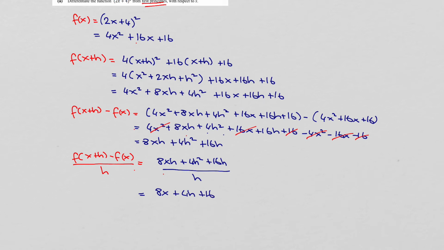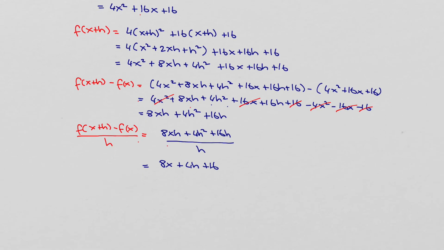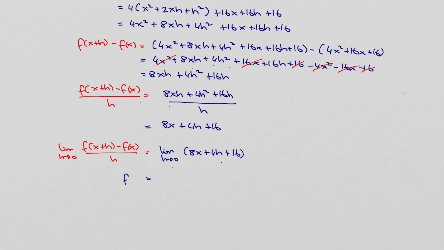The very last step is to find the limit as h tends to 0. In other words, those two points on the curve are getting infinitely closer together. In other words, I'm finding the slope of the tangent of the curve. So we're getting the limit as h tends to 0 of 8x + 4h + 16. My first derivative by first principles is 8x + 16, because wherever there's an h, I'm putting 0.